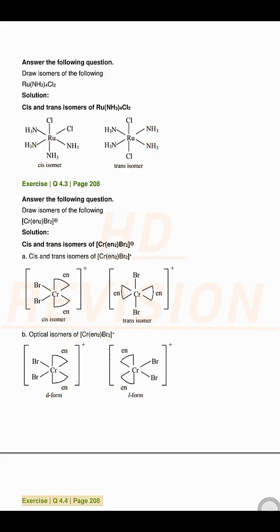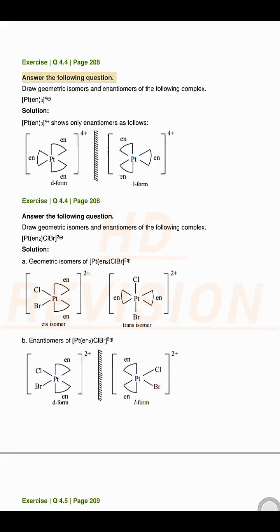Exercise Q 4.4, page 208. Answer the following question. Draw geometric isomers and enantiomers of the following complex: [Pt(N3)4]+. Solution. [Pt(N3)4]+ shows only enantiomers as follows.